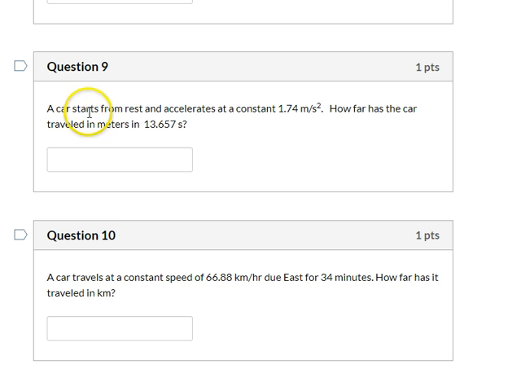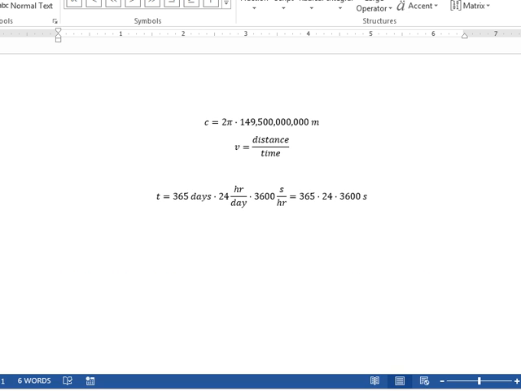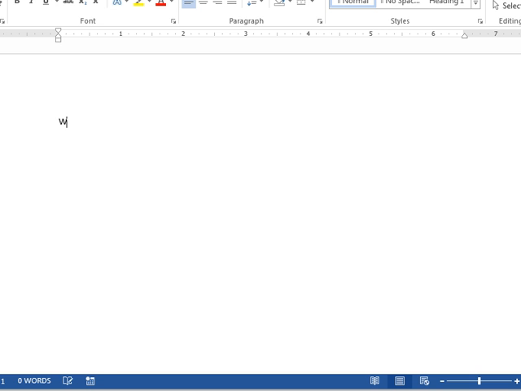This one, a car starts from rest. Again, it starts from rest, so we know the initial velocity is 0. It accelerates, so we have the acceleration. How far has the car traveled in meters in this amount of time? So here's one thing to think about, key questions to ask yourself every time you work a problem. What do I know? What do I want to know?